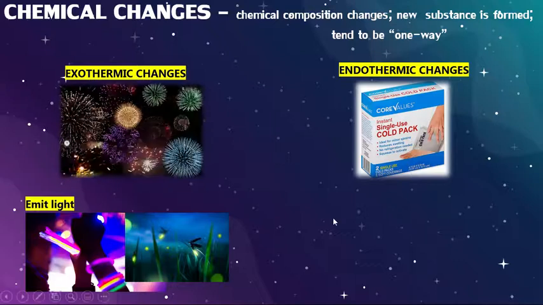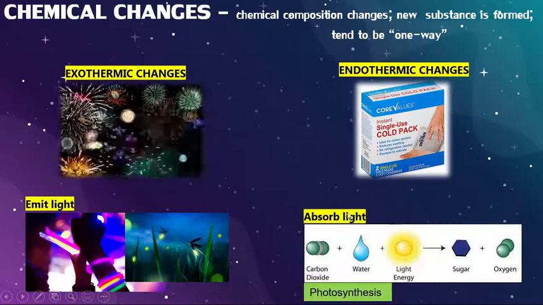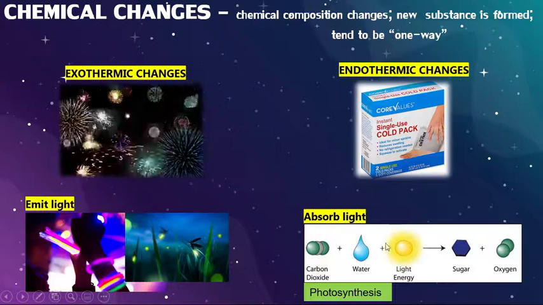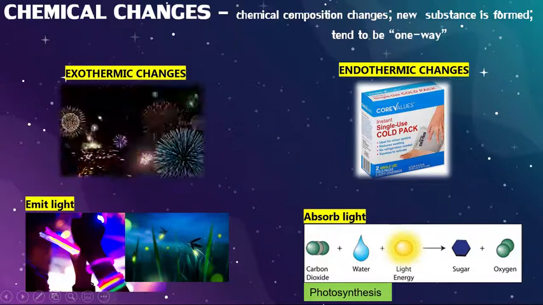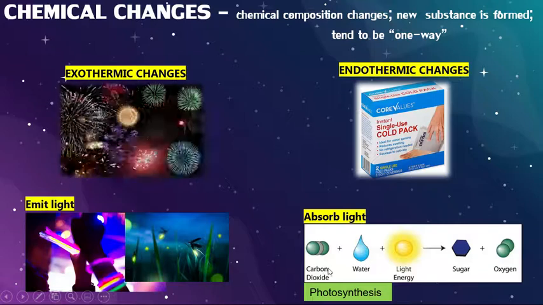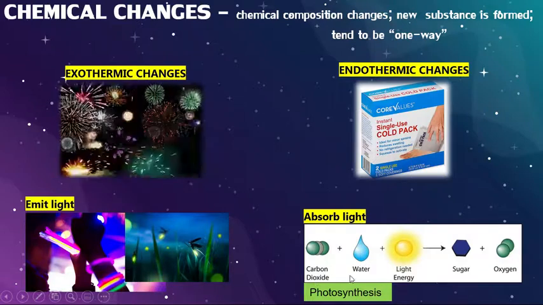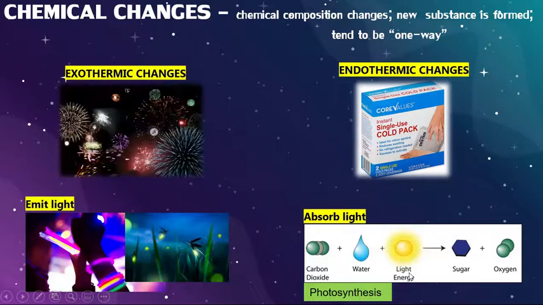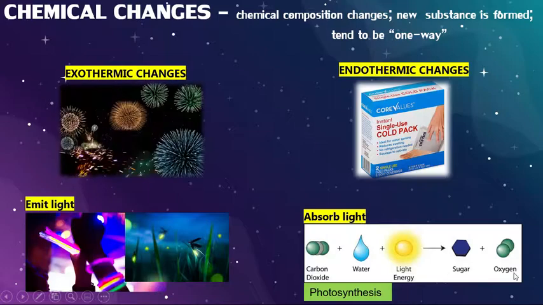An example of an endothermic change that involves the absorption of light energy is photosynthesis. So as you know, photosynthesis, in order for that to occur in plants, carbon dioxide, water, and light are required to produce sugar and oxygen.